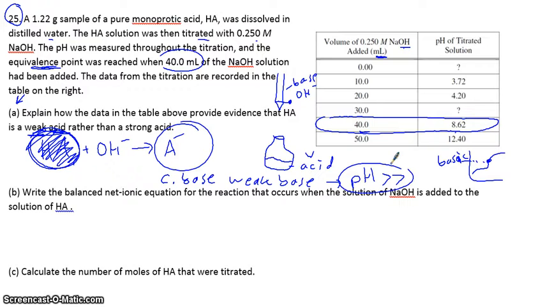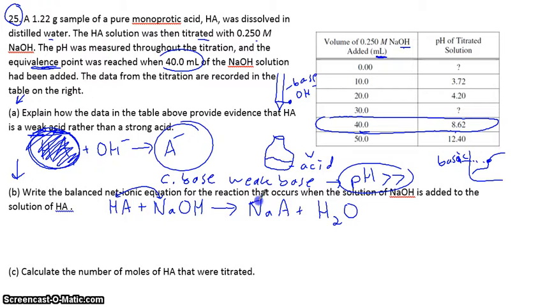Good? Right, so B says write the balanced net ionic equation for the reaction that occurs. Actually I began doing that here. Technically you have HA plus sodium hydroxide. This is just a double replacement reaction. Remember, acid-base neutralization reactions as well as precipitate reactions are just double replacement reactions. So the H and Na would swap places. You get NaA, where A could be fluorine, could be any big nonmetal, plus water. Now, net ionic equation means sodium is out of the picture because sodium is a spectator ion. So you end up with HA plus OH- giving you A- plus water. This is the net ionic equation.